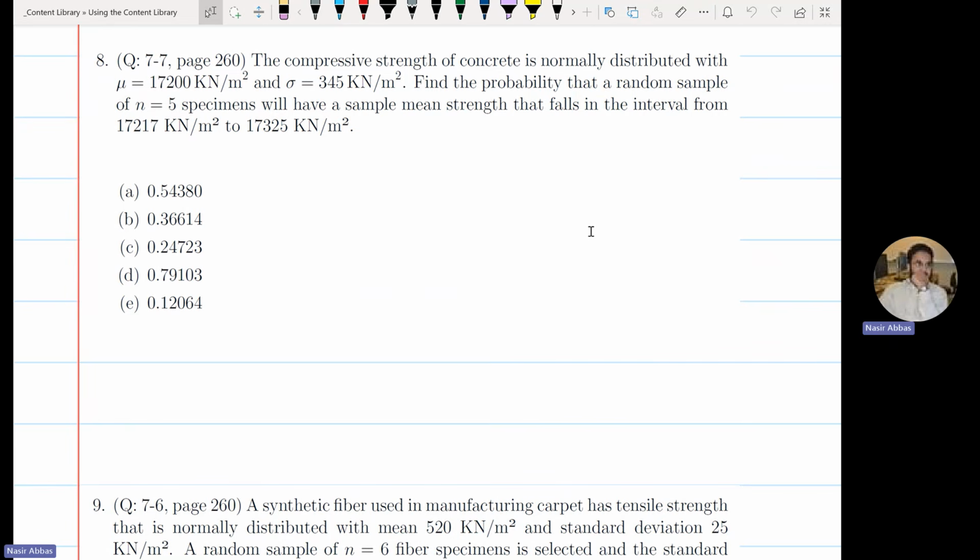The question says that the compressive strength of concrete is normally distributed. So you have a variable X that is normally distributed. The mean is 17,200 and the standard deviation is 345. We are asked to find the probability that is the probability about a single value or the sample mean.